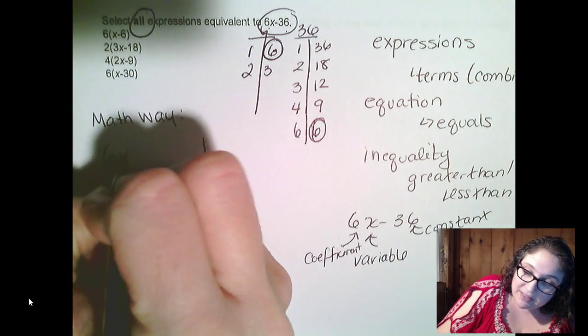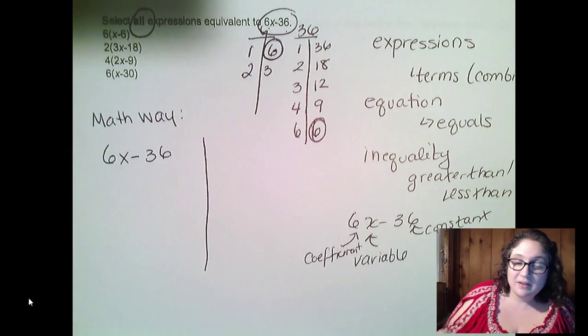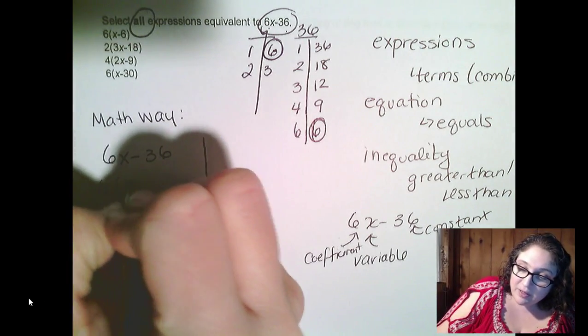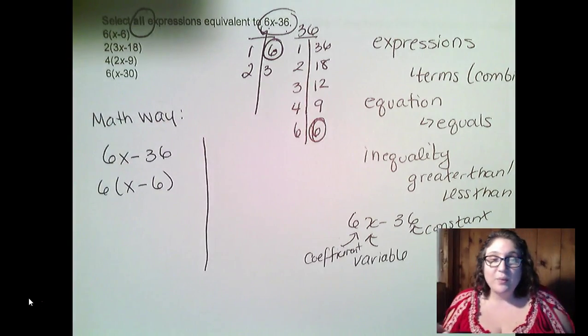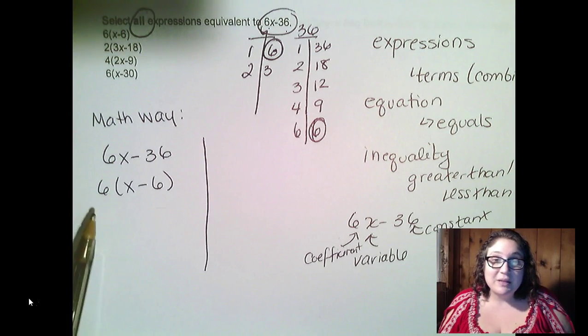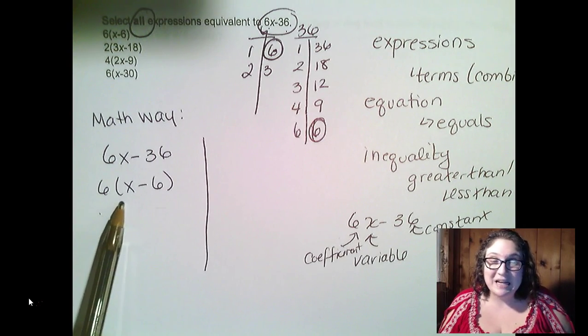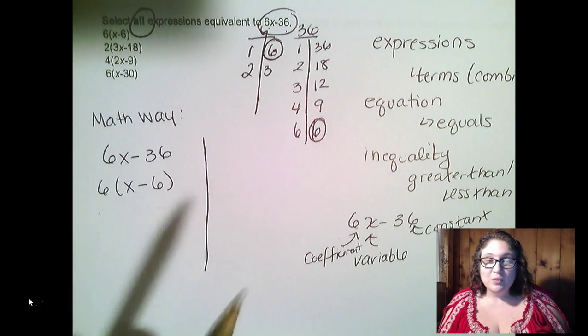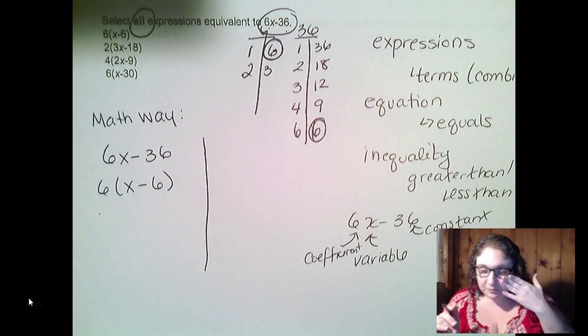So here we have our 6x minus 36. They both have 6 in common. So we know right away that at least one choice is 6 times x minus 6. And the proper math way of saying this would be 6 times the quantity of x minus 6. So one way is just to do the factoring out.